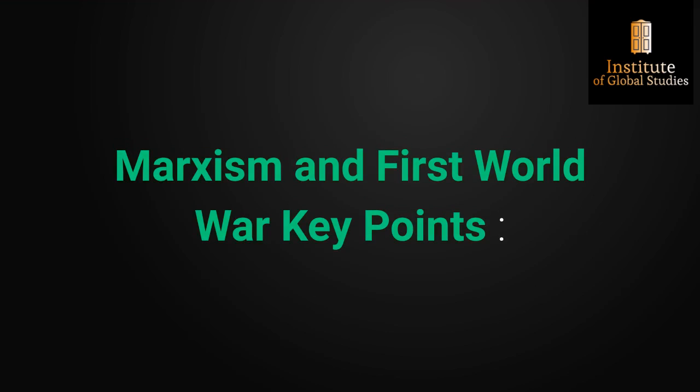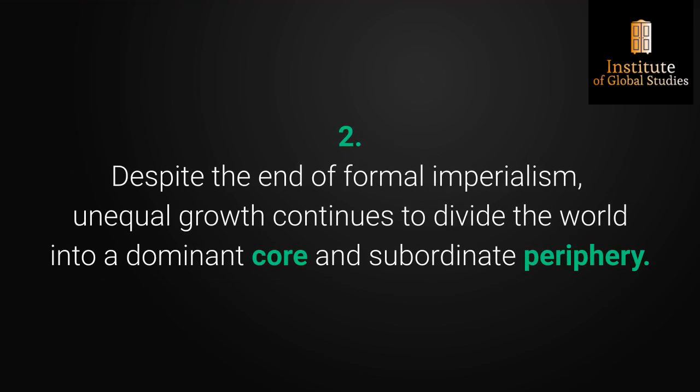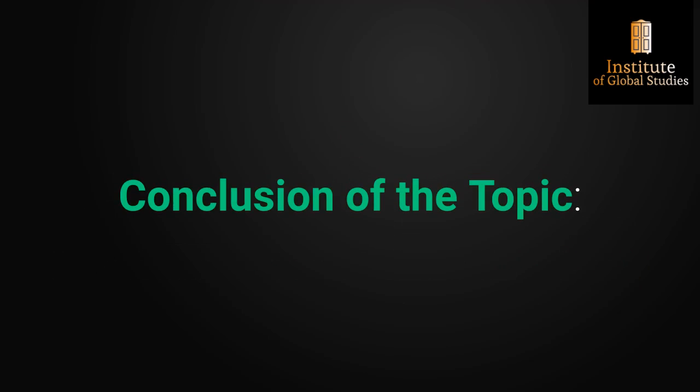Marxism and First World War key points. 1. The First World War was explained as an act of competition over access to imperial resources and markets between bourgeois classes. 2. Despite the end of formal imperialism, unequal growth continues to divide the world into a dominant core and subordinate periphery. Conclusion of the topic.